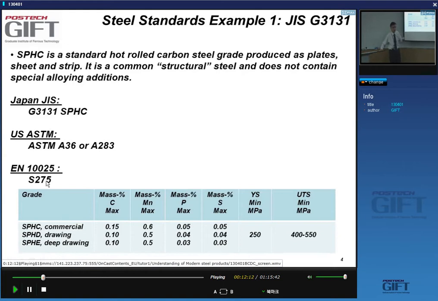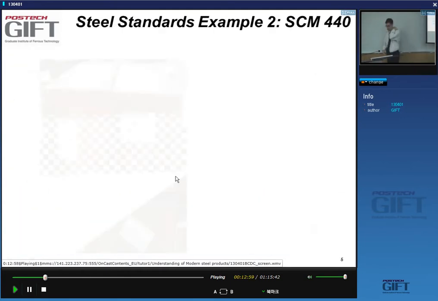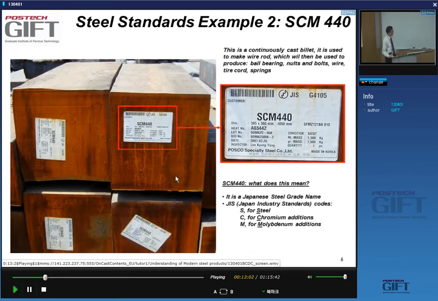Right, before we go, and I'll come back to it in a moment when we talk about the European normalization scheme for steels. In Europe, they have taken great pains to try to make the grade name interesting, i.e. containing lots of information. So the S stands for structural, and the 275 stands for the minimum strength properties, the yield strength of the material. Okay, let's look at example number two.